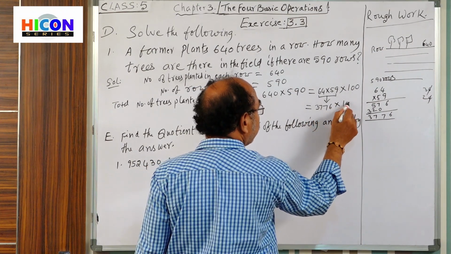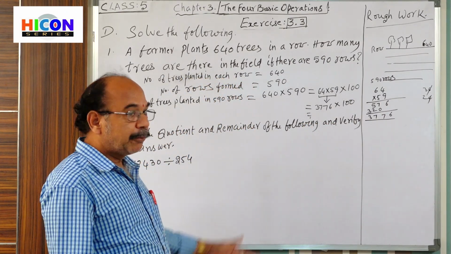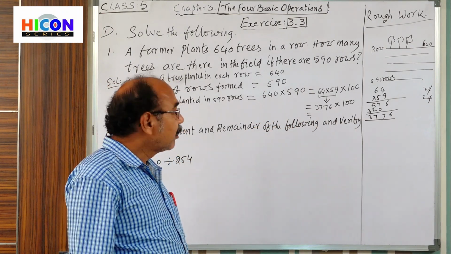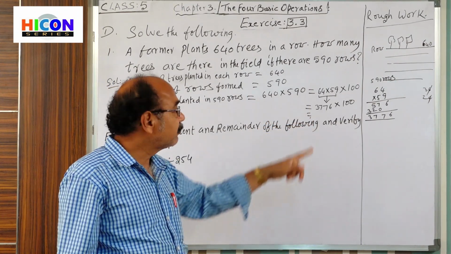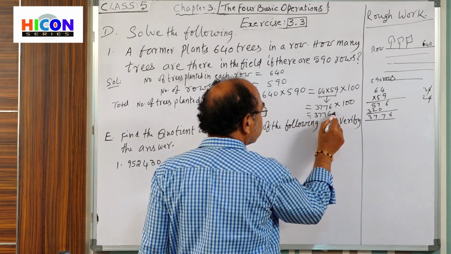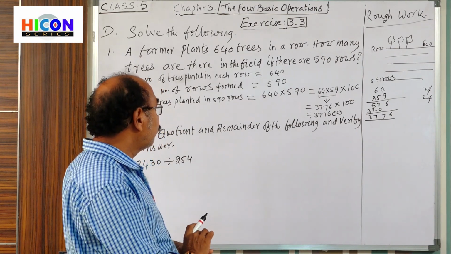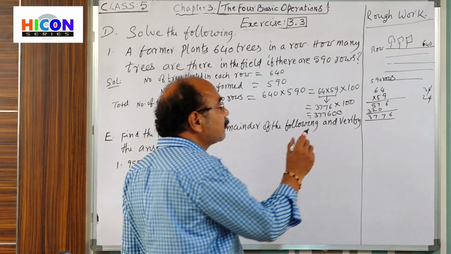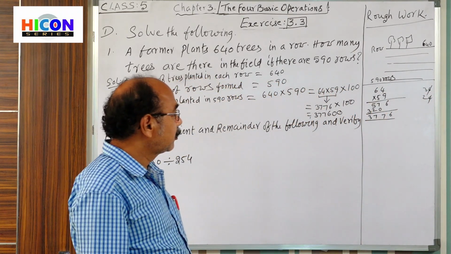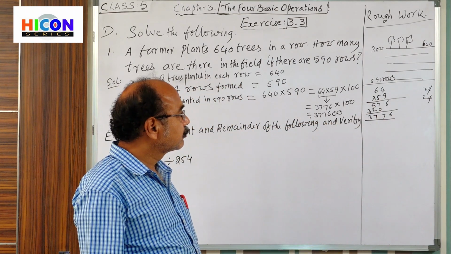Into 100, no? So now multiply with 100. Multiplication with 100 is easy. Simply we give 2 zeros at the end of this number. 3, 7, 7, 6, 0, 0. This is the total number of trees planted in 590 rows. So in the margin, we have to show the multiplication, 64 into 59. Show it.